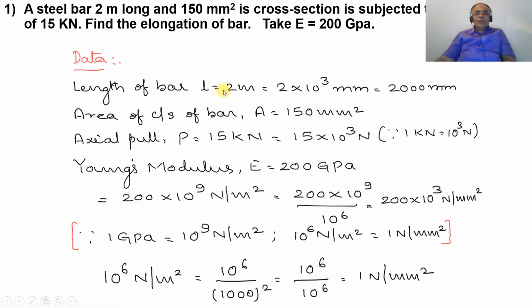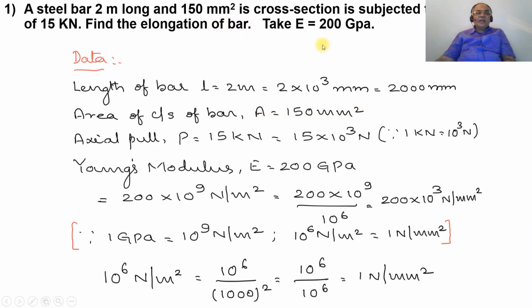So length will be equal to 2 meters. 1 meter is equal to 1000 mm, so 2 into 10 to the power of 3 mm, which is equal to 2000 mm. Next, the area of cross section of the bar. Since we have converted L into mm, it is 150 mm square. So A will be equal to 150 mm square.